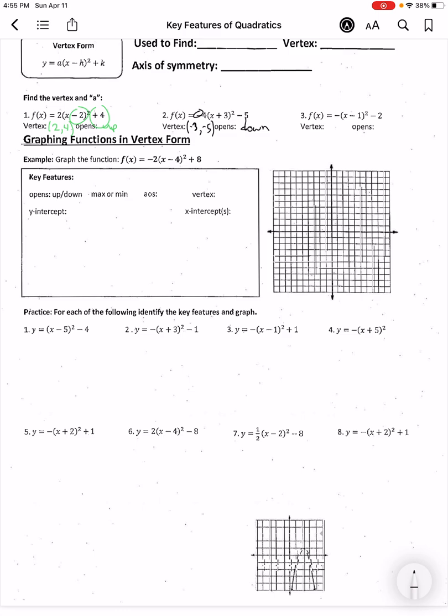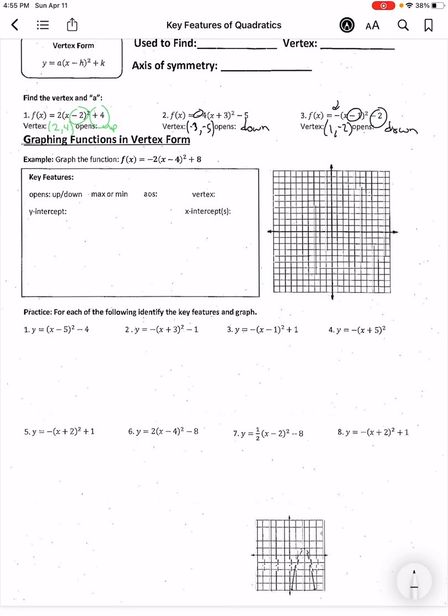All right, going to our third one. Vertex, again, I've got a -1 and a -2. So the opposite of -1 is 1 and then -2. So my vertex is at 1, -2. I've got a negative sign in the front, which means that my graph is going to open down. And so that's just another way that we can use that.